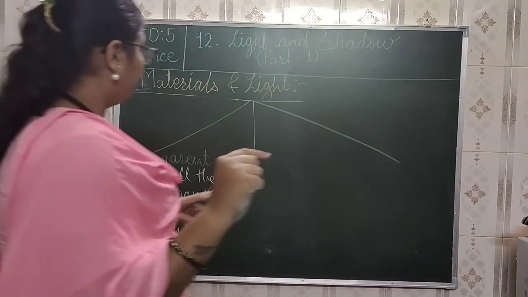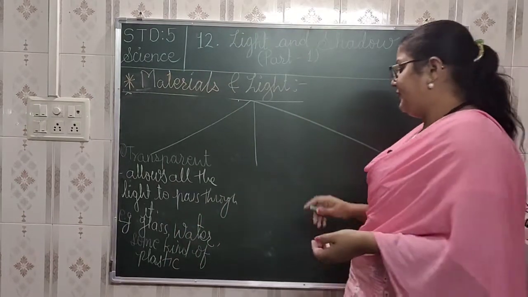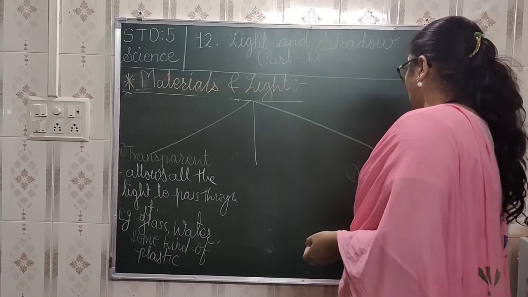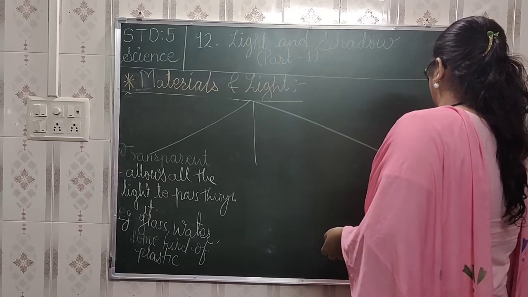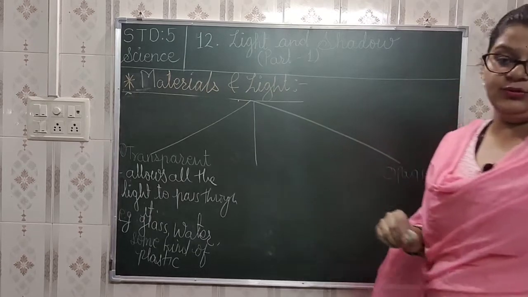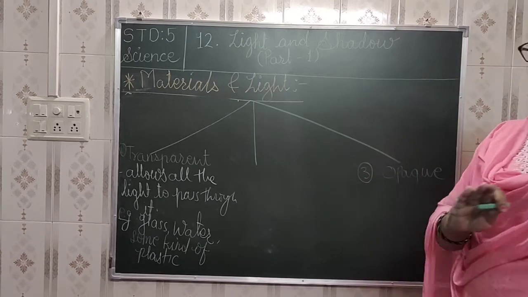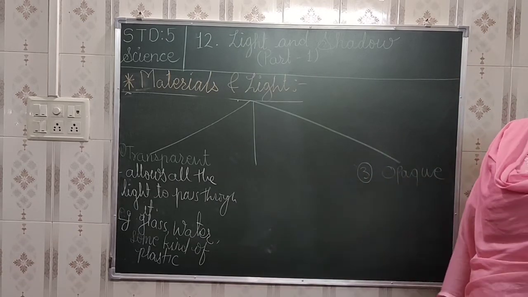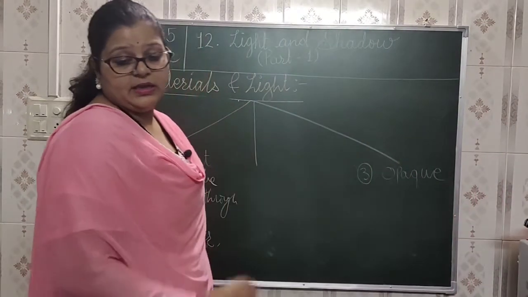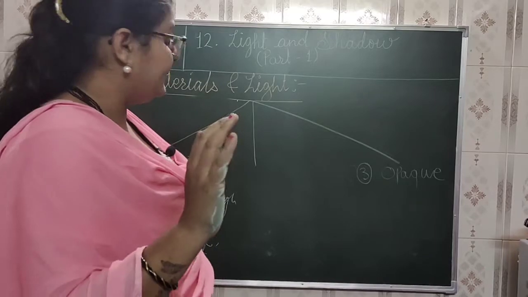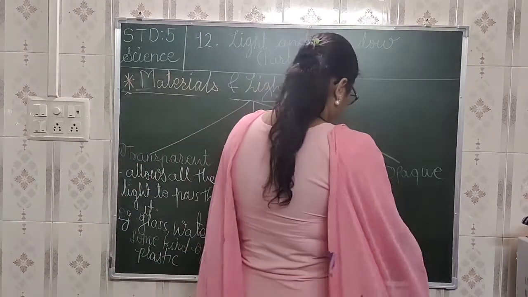Now I am going to take you to the third type of material, and then we'll come to the second type of material. All right, so the third type of material is opaque. O-P-A-Q-U-E, opaque. So what happens with the opaque material? It does not allow any light to pass through it. The materials that completely block the light.